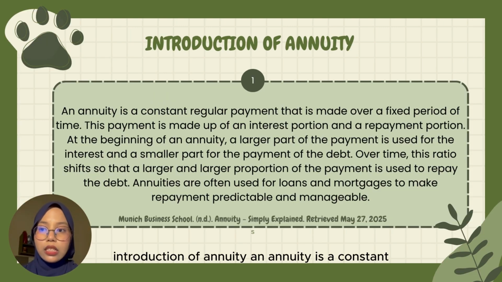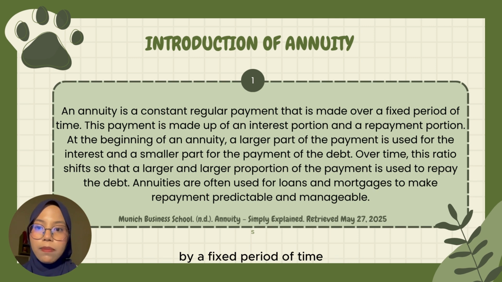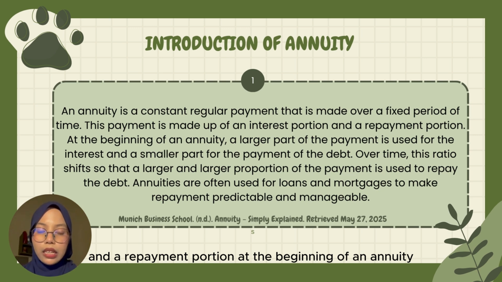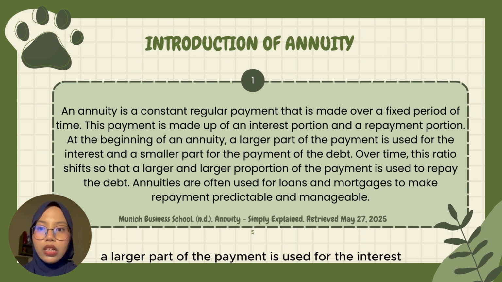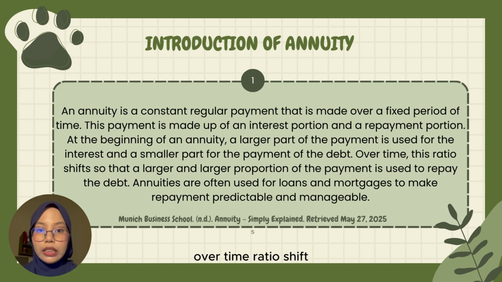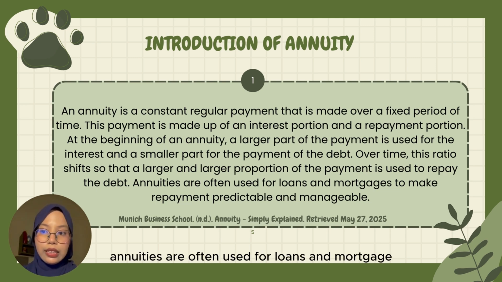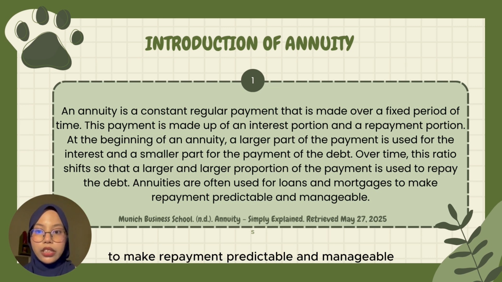Introduction of annuity. An annuity is a constant regular payment that is made over a fixed period of time. This payment is made up of an interest portion and a repayment portion. At the beginning of an annuity, a larger part of the payment is used for the interest and a smaller part for the payment of the debt. Over time, this ratio shifts so that a larger and larger proportion of the payment is used to repay the debt. Annuities are often used for loans and mortgages to make repayment predictable and manageable.